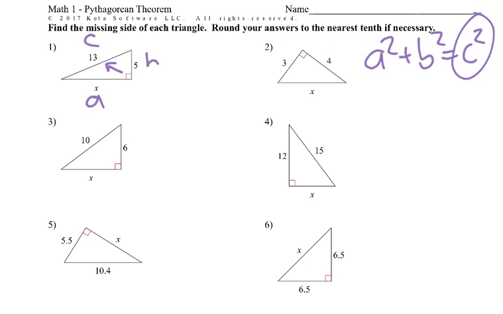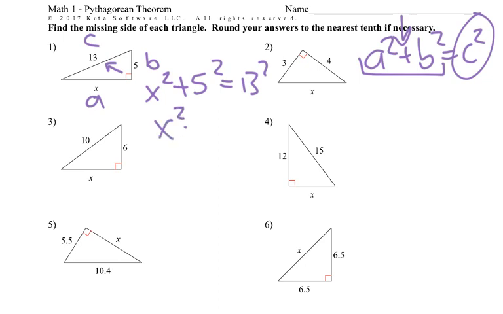X we could call A, 5 we could call B. Now, does it matter if X is A or B or 5 is A or B? That part doesn't matter because they're on the same side, and with addition, it doesn't matter the order. So I'd go X squared plus 5 squared equals 13 squared. Well, 5 squared, 5 times 5 is 25. 13 squared, 13 times 13 is 169. If you didn't know that, use a calculator.